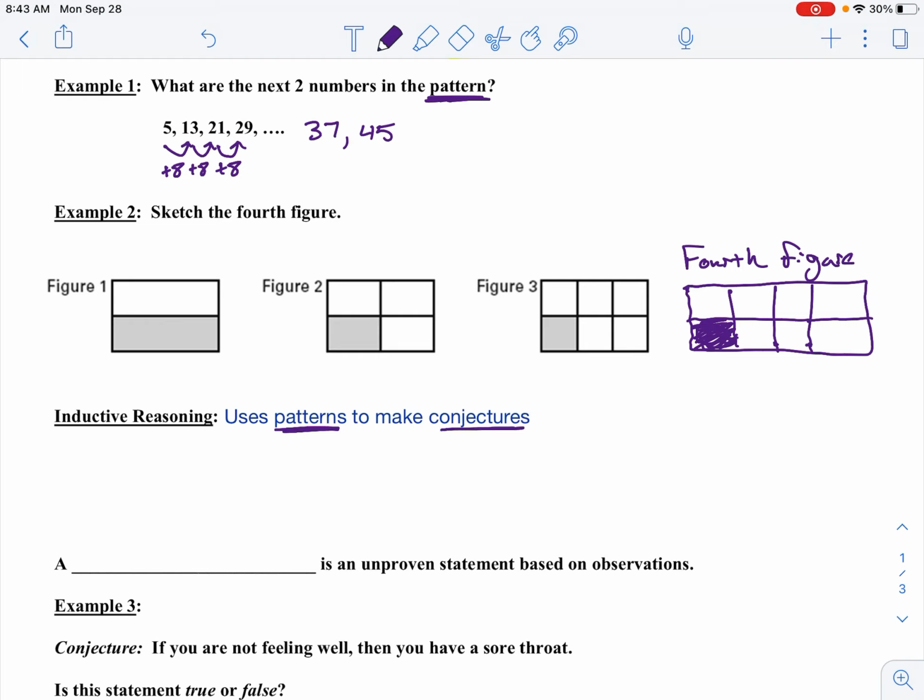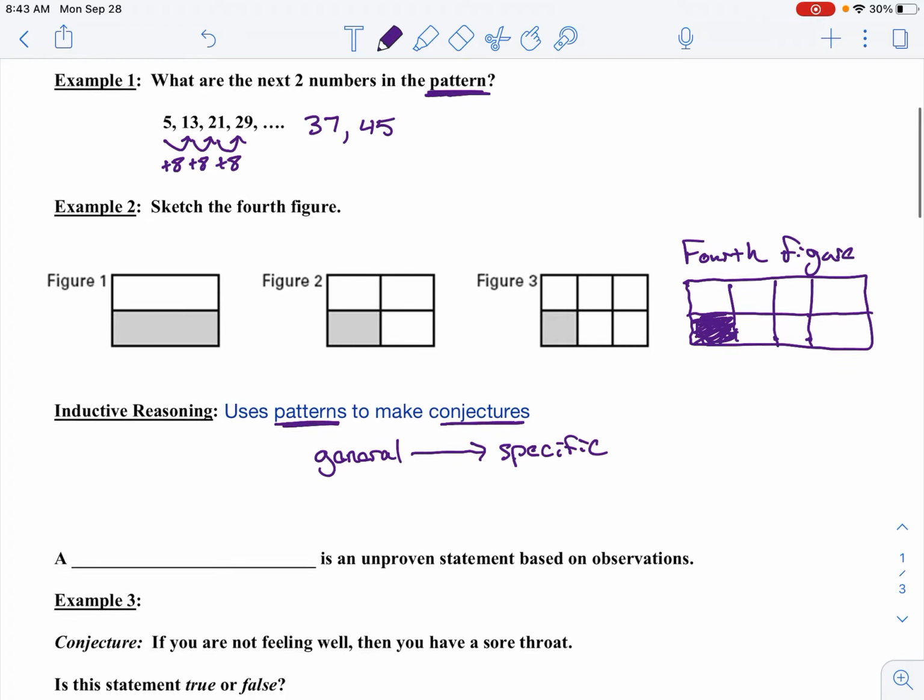We're going to talk about what a conjecture is in just one second. But this is using a general observation, if you will, and using it to make a specific guess, and there's that word conjecture, about what the next part of the pattern is going to be. So if there's 2 things I want you to know about inductive reasoning, it's based on observations, about what we perceive, and a lot of the time it's based on patterns. We're using that to come up with a conjecture.